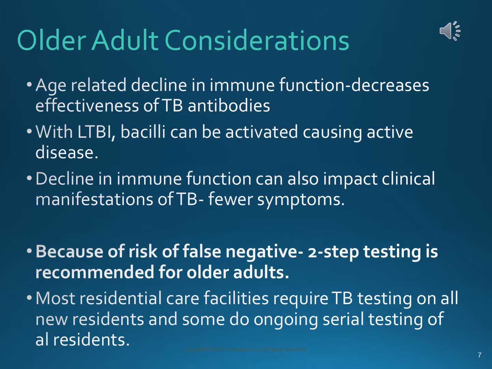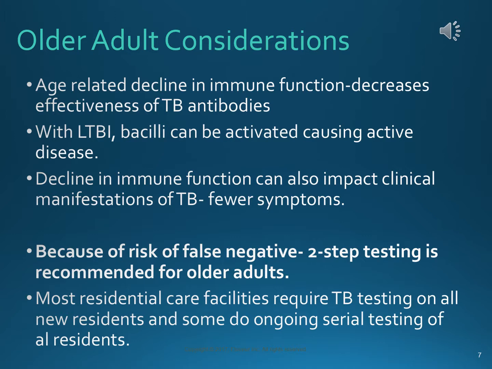Some older adult considerations. The age-related decline in immune function decreases the effectiveness of the TB antibodies that your body has made. With LTBI, the bacilli can be activated and then cause active disease. We've already talked about that. Decline in immune system can also impact the clinical manifestations of TB and cause fewer symptoms. And so if you're older, you have a less efficient immune system, the disease can become active, but you may also have fewer symptoms than a younger person.